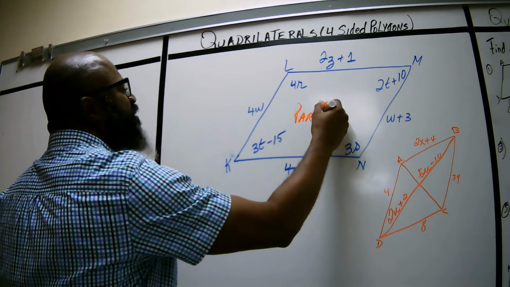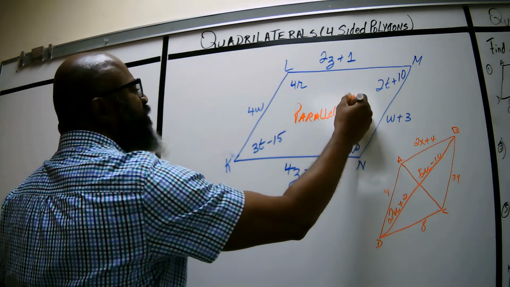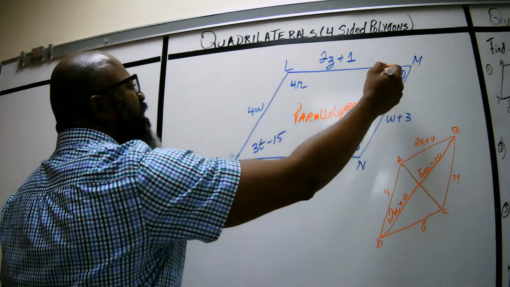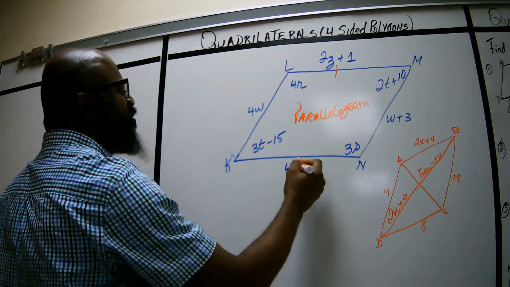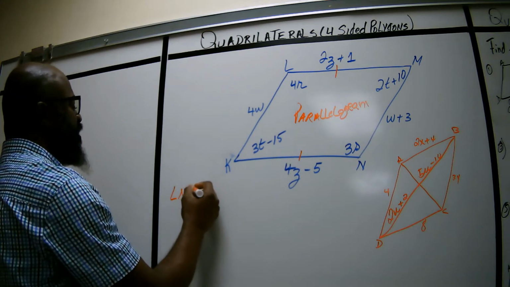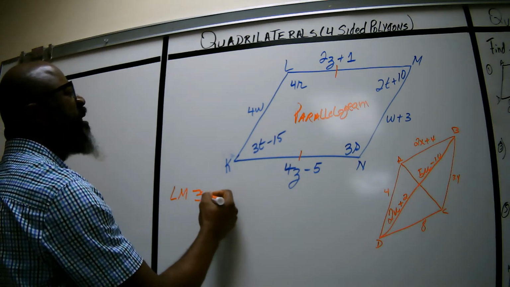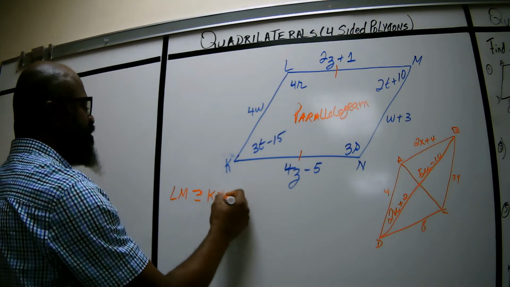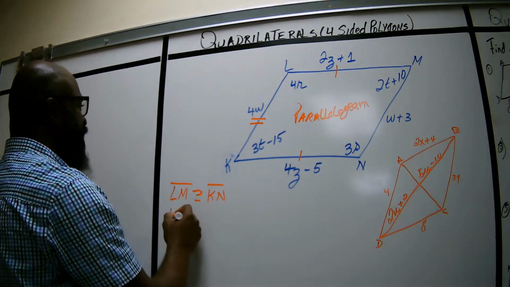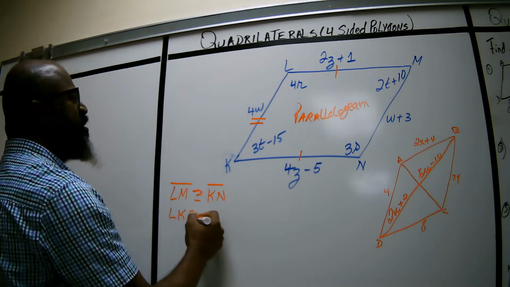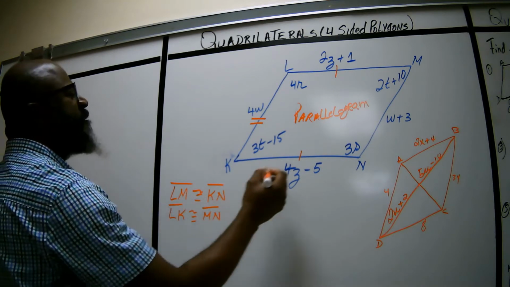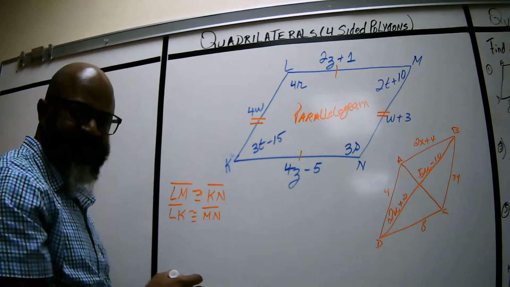So we have so many variables in here we have to solve for. This is a parallelogram. So let's see if we can solve that. Let's solve for Z. Since this is a parallelogram, LM is congruent to KN, LN is congruent to KN because the opposite sides are congruent, and LK is congruent to MN. Opposite sides are congruent. So we can solve for this variable.